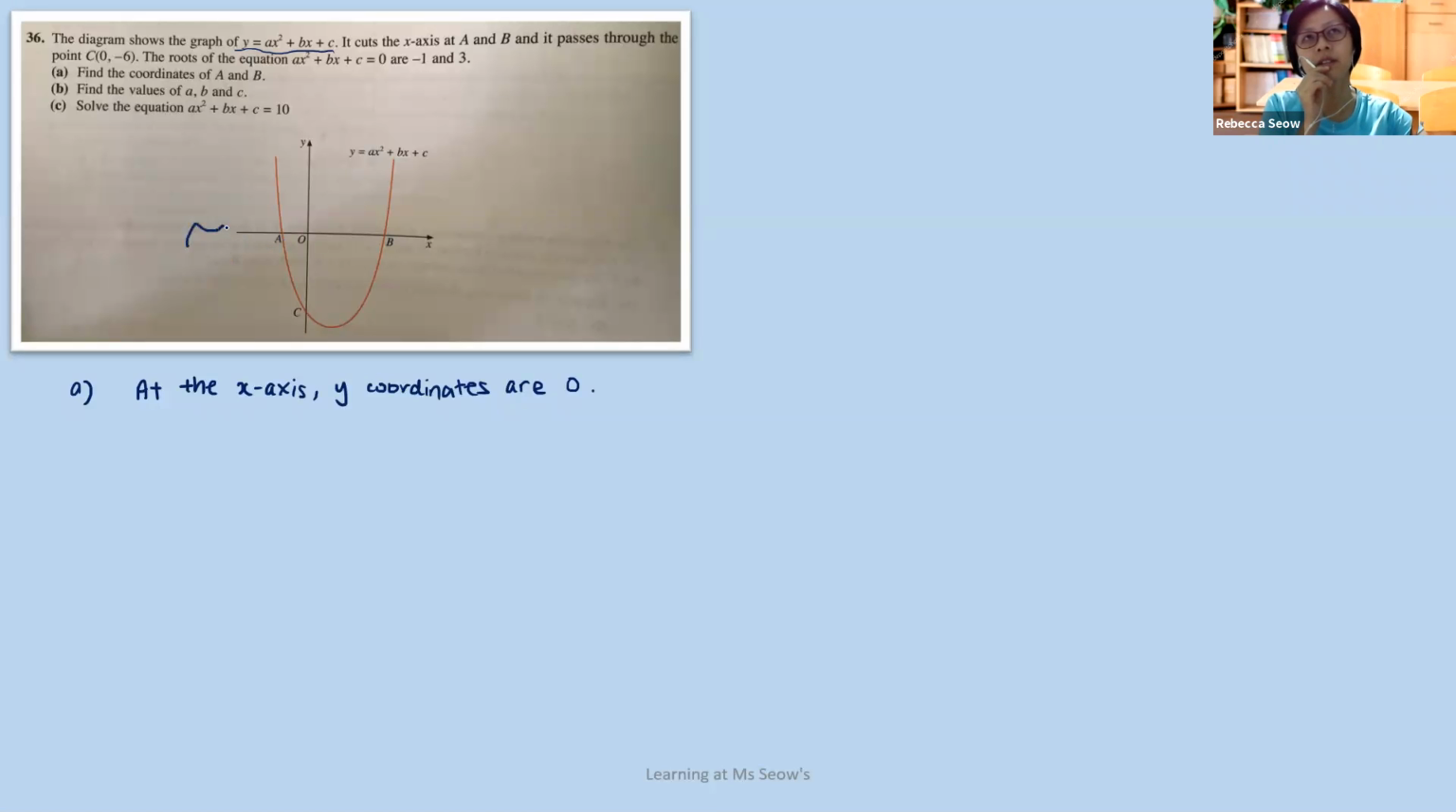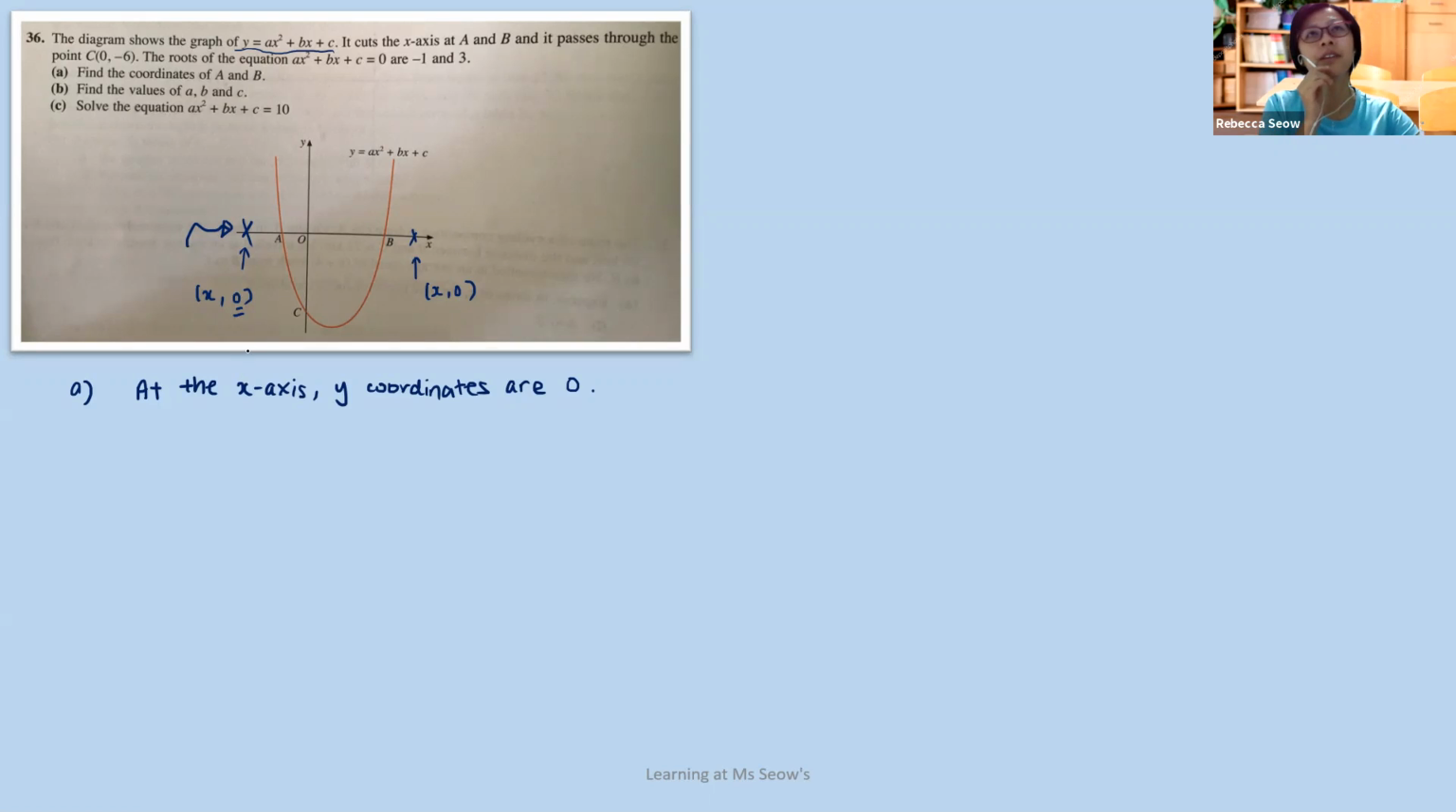Now why do I say so? If you look, this is where the x-axis is. Let's say I consider this point over here, my coordinate will be whatever x value that cuts the x-axis, and 0. If I have a point over here, it will also be represented by a point (x, 0). So if you compare these two points, you realize that the y-coordinates are indeed 0. So therefore, point A and point B have y-coordinates that are also 0.